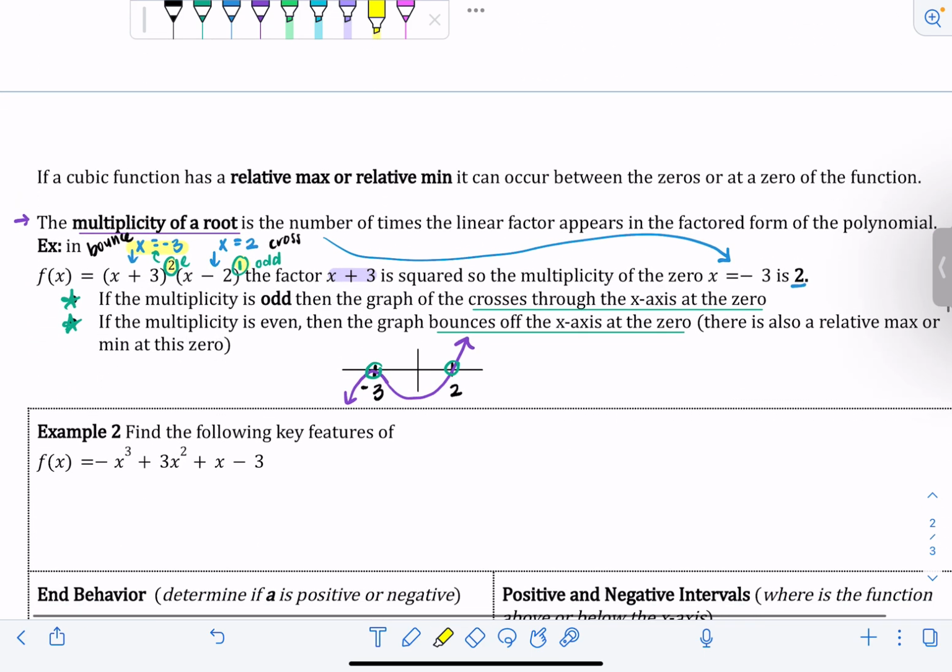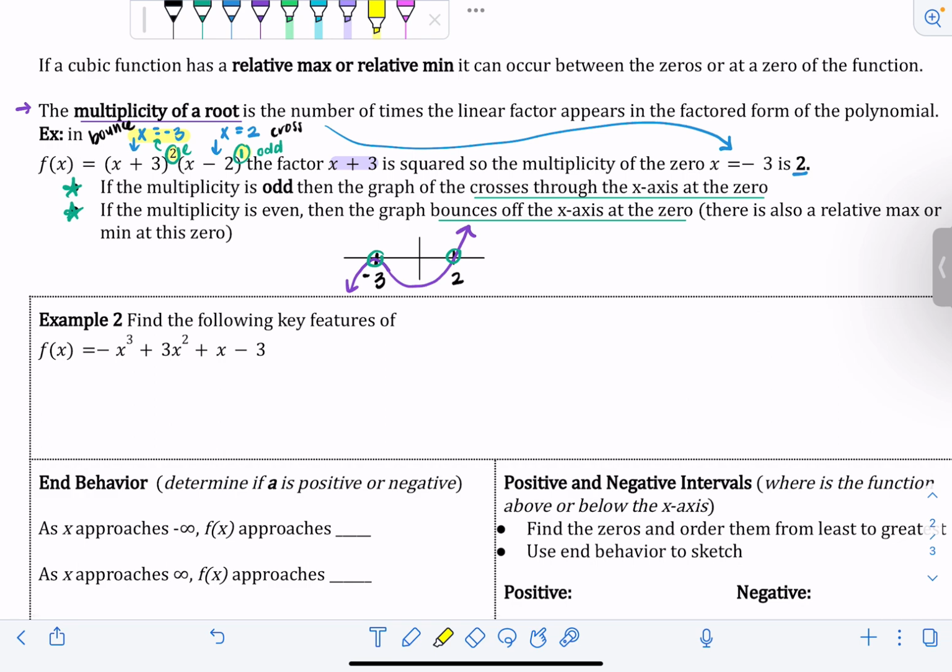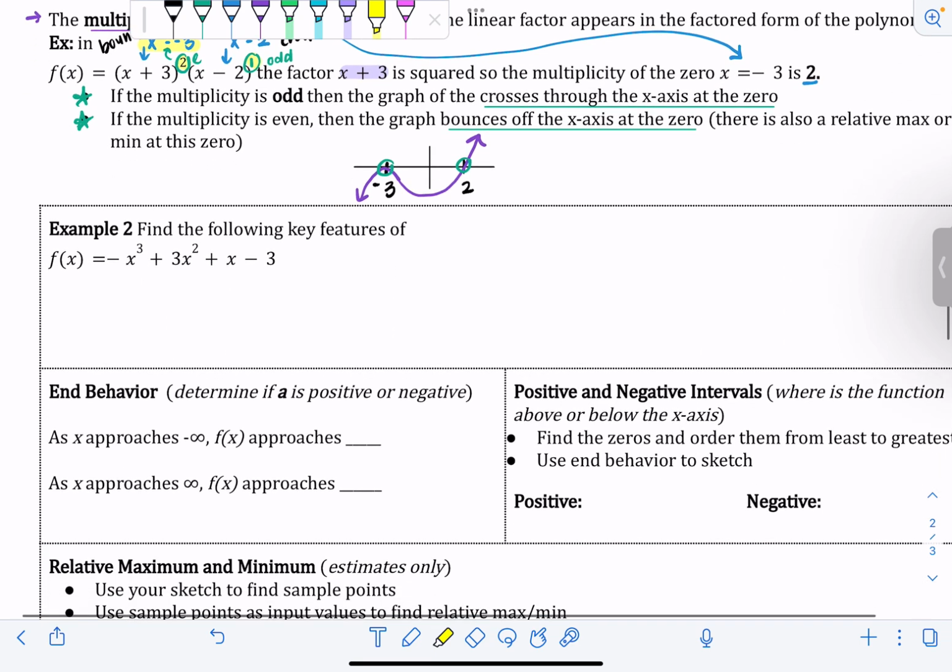Okay, so next example, example 2. Find the following key features of f of x equals -x cubed plus 3x squared plus x minus 3. This is the same function we already looked at in the first part of these notes, so we already have some of this information that we'll need. We're just going to go piece by piece. So for end behavior, we just have to determine if a is positive or negative. This is in standard form. The lead coefficient is -1, so it's negative. So it's going down and to the right, like a negative slope would be.